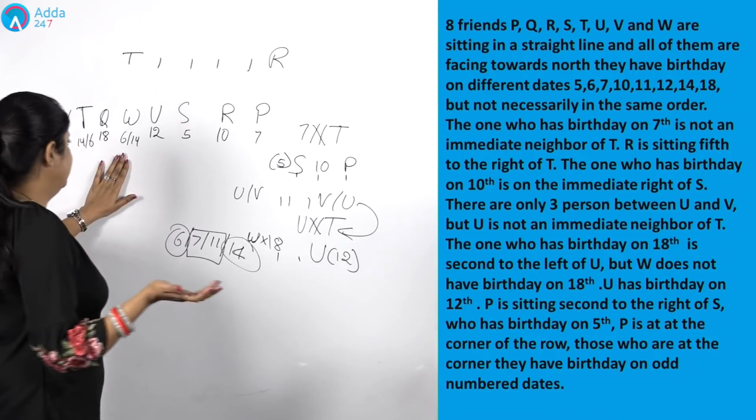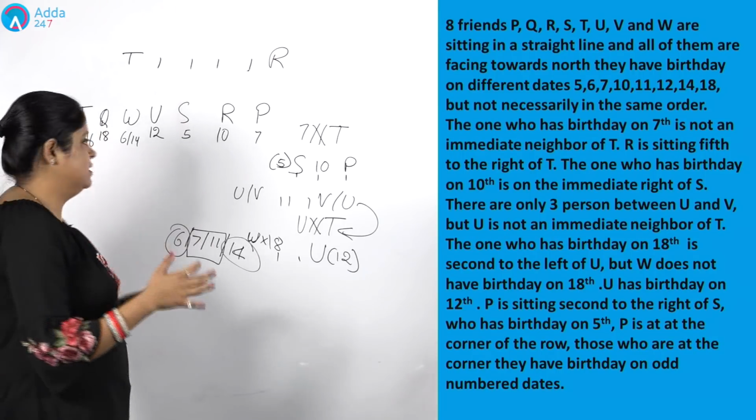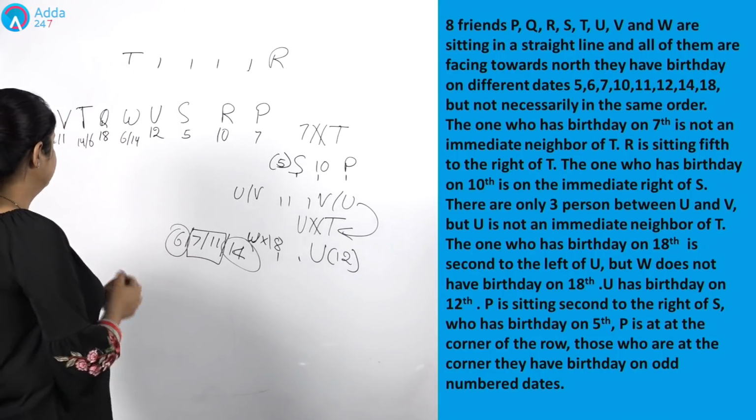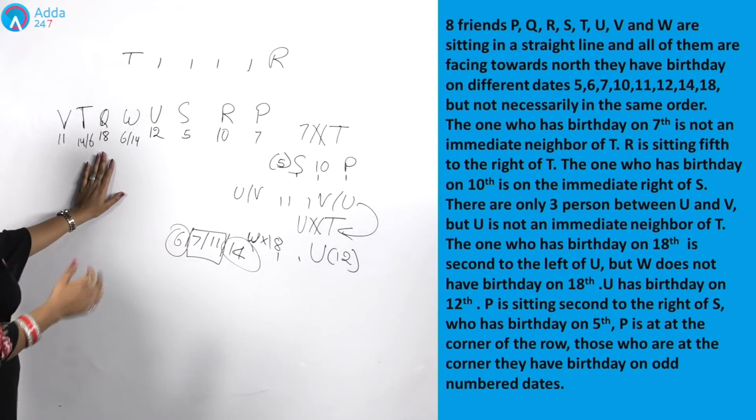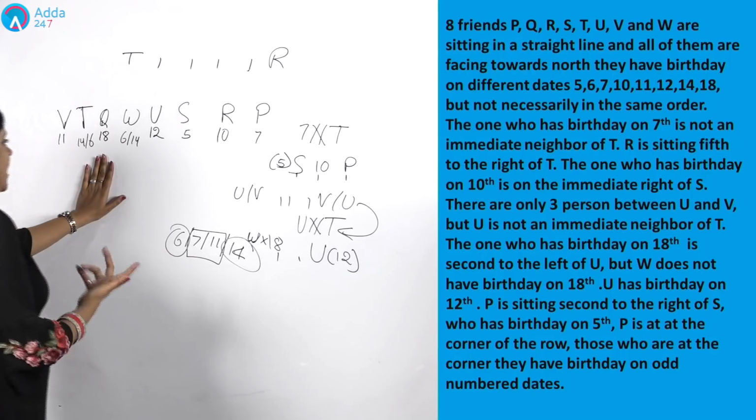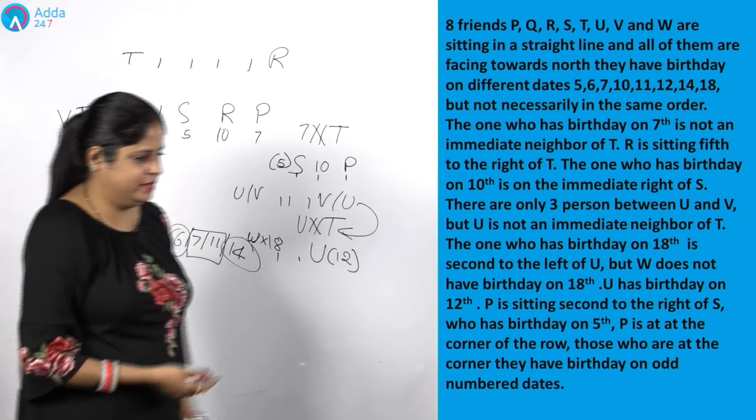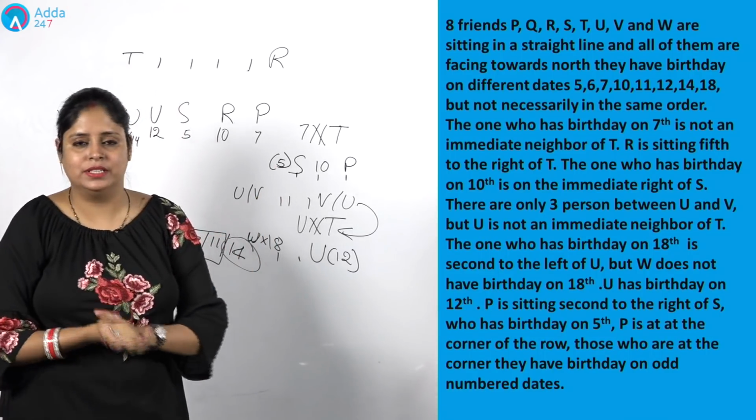What is the date of birth for W? The answer is either 6 or 14. We can't give a definite answer regarding that W. Okay. If you ask me who is fourth to the right of Q: first, second, third, fourth, then the answer is R. I believe that once you are done with the solution, you can deal with the counter questions.